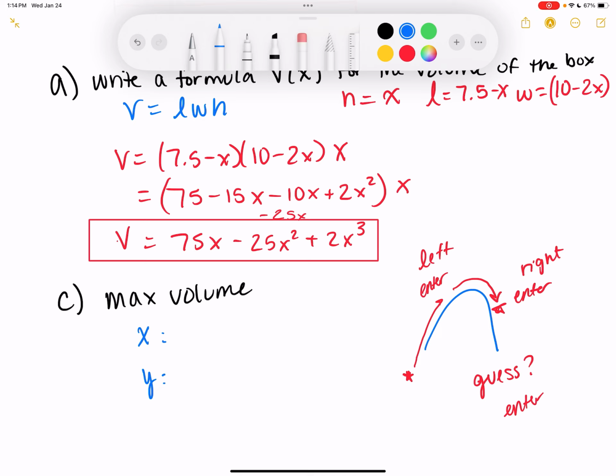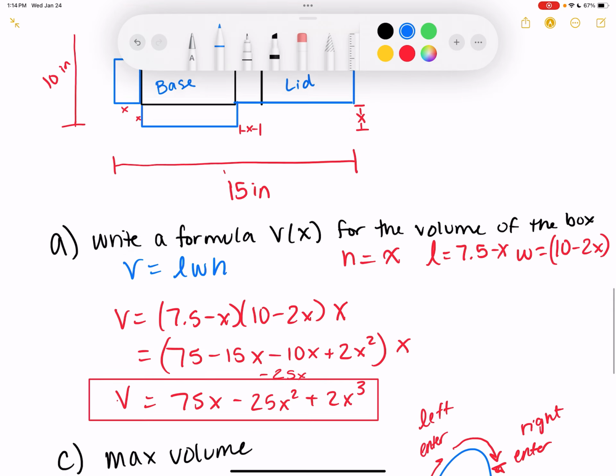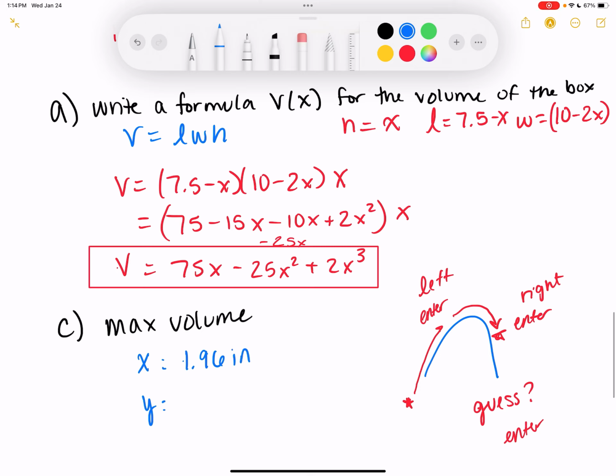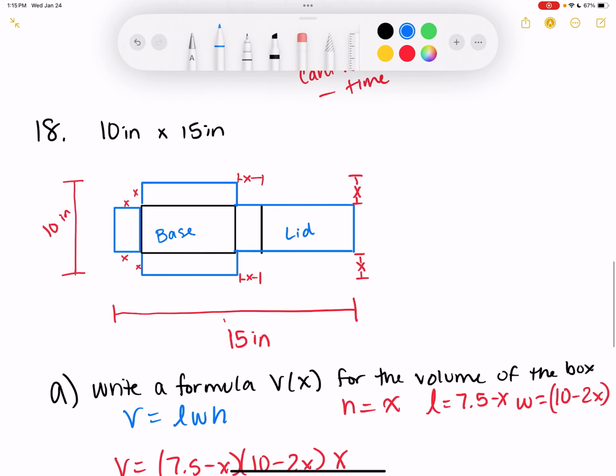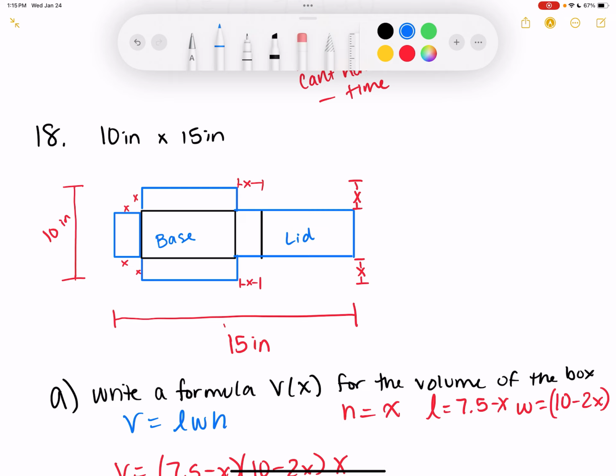All right, so the max occurs when X is equal to 1.96. What are we in? Inches. And the max volume, so Y is going to be the max volume, is 66 inches cubed. And wait, so X is max height? Is that what you said? No. What did you say? X is the value that we cut out. So 1.96 inches is the height of it. Yes, it is the height of the box, but that gives us the max volume from that piece.